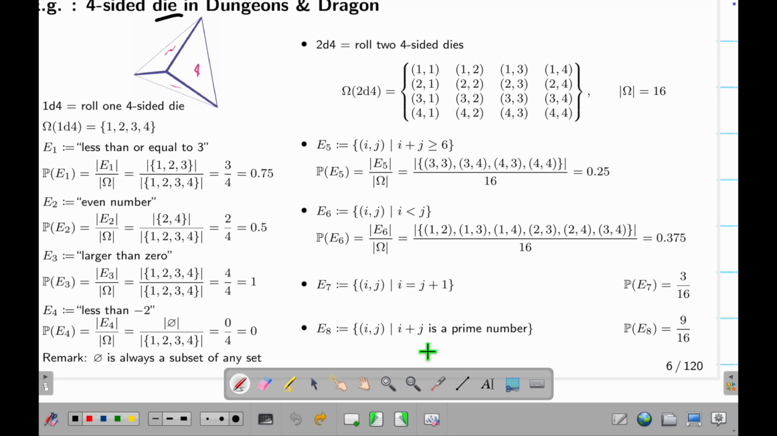Last one is funny. i plus j is a prime number. So you need to really find, is this a prime number? 1, 1 is 2. 2 is a prime number. Okay. 1 plus 2 is 3. Okay. 1 plus 3 is 4. It's not a prime number. Not okay. This is 5. 5 is a prime number. Okay. 2 plus 1 is 3. Prime number. Okay. This is not a prime number. 5 is okay. 6 is not a prime number. 4 is not a prime number. 5 is a prime number. 6 is not a prime number. 7 is a prime number. 5 is a prime number. This is not a prime number. This is a prime number. So have this.